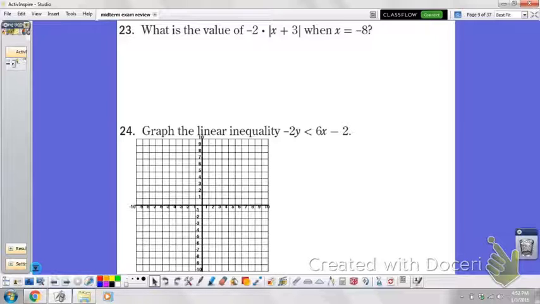Number 23 says, what is the value of -2 times the absolute value of x plus 3 when x is equal to -8? So we have an expression, we're given an x value. To find the value of the expression, we need to substitute -8 in for x. So we have -2 times the absolute value of x, but x is -8, plus 3.